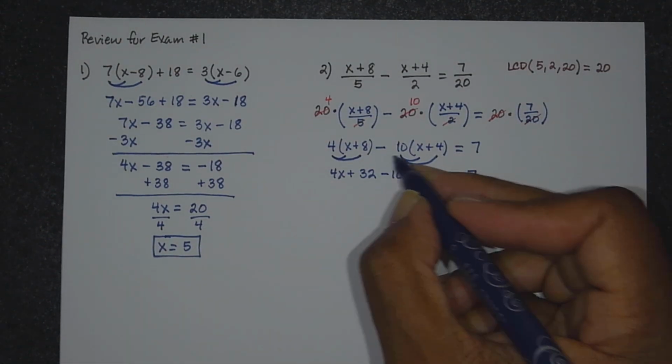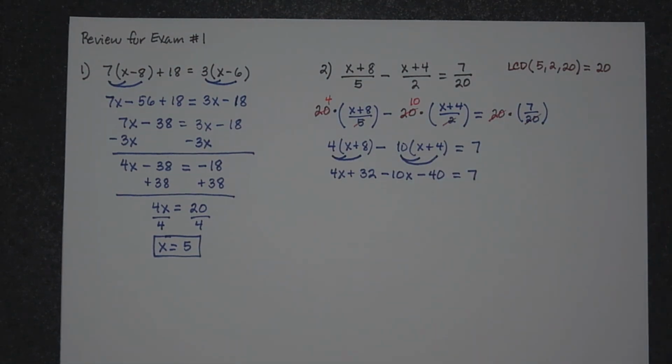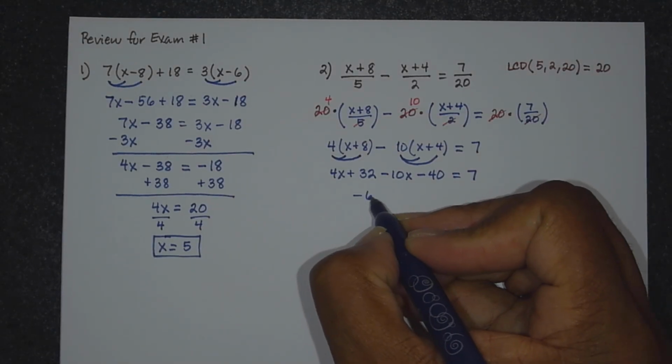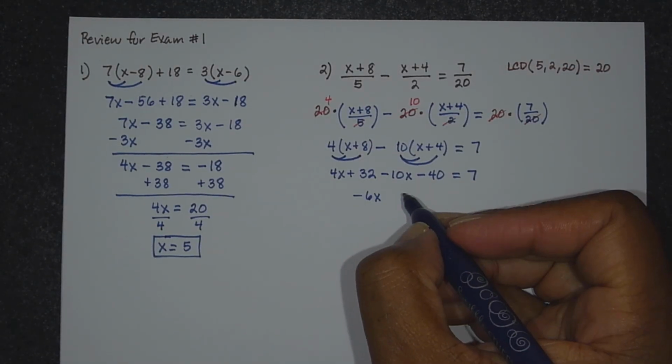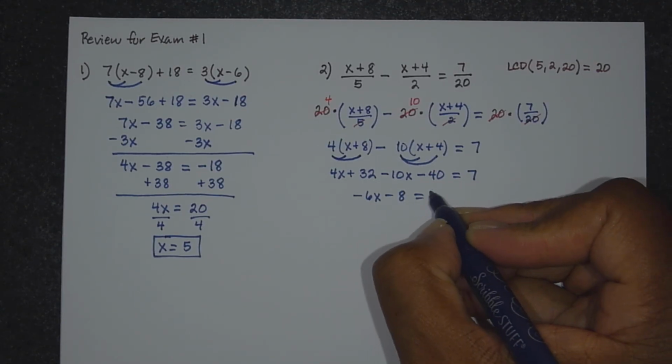Because that minus sign is going to be distributed, and that's going to change the sign of every term in the parentheses to the opposite. Okay? Now let's combine like terms. What's 4x minus 10x? Negative 6x. And what's 32 minus 40? Negative 8. So I got negative 6x minus 8.